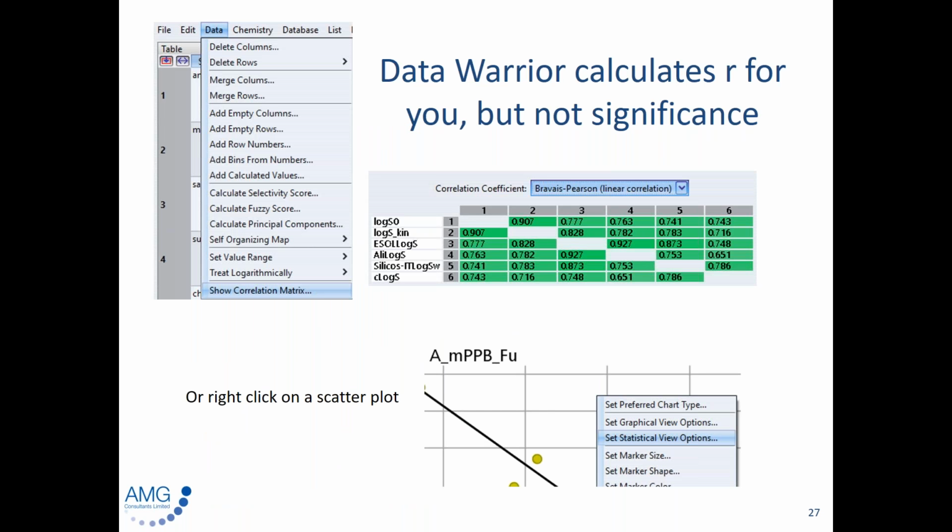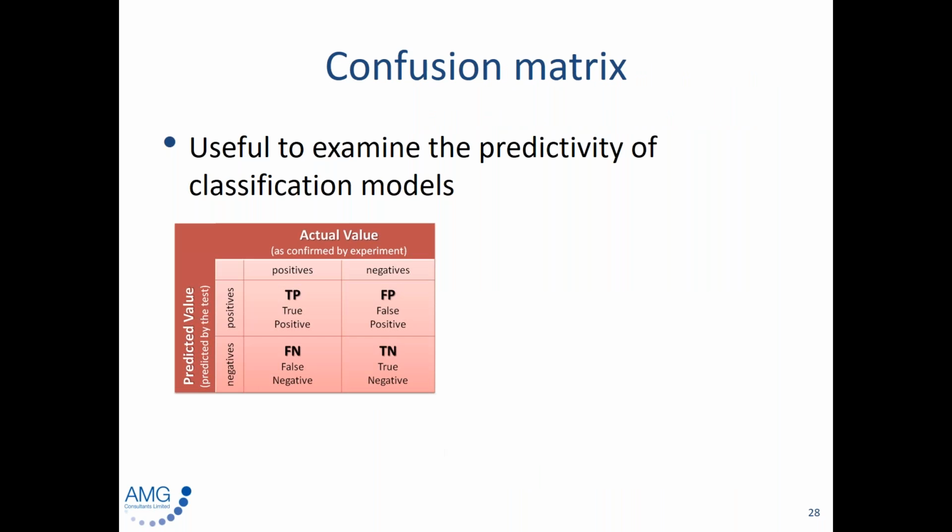In terms of getting hold of some of these correlations, DataWarrior, I mentioned, calculates R for you. But it doesn't calculate significance. So you can, in fact, get a complete correlation matrix for all the data that's in DataWarrior from this menu item. And this is the kind of thing that you'll get, and so you can see which properties correlate closely together. Or for a particular scatter plot, just right-click and then show the statistical view options. So that's two ways of looking at statistical analysis of real numbers.